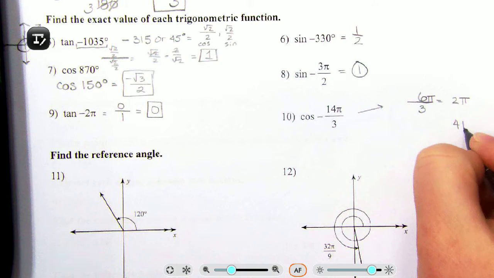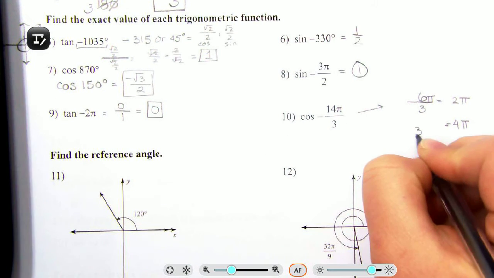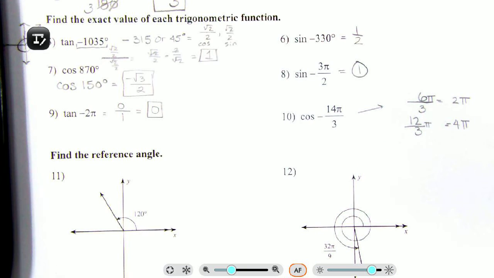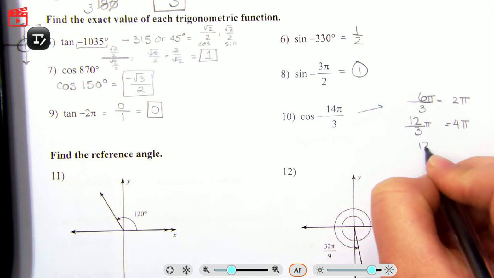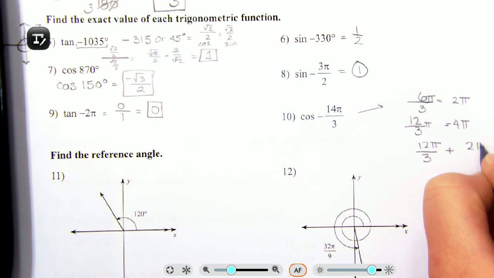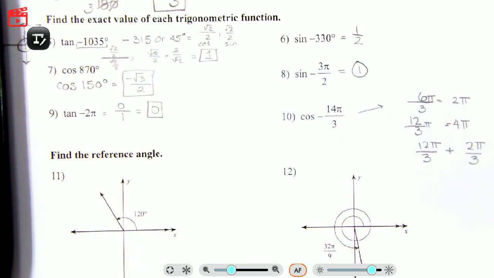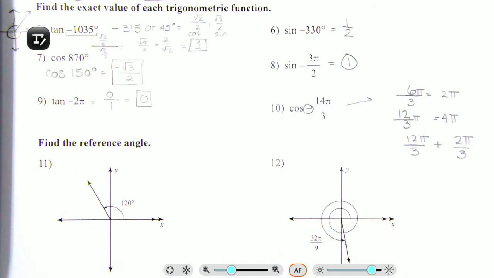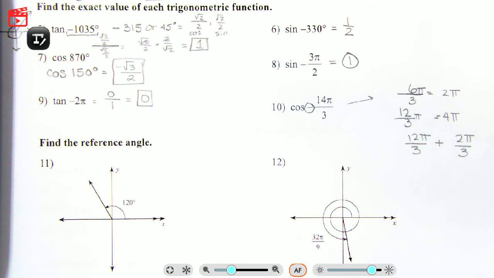If I travel 2 rotations, I need to get to 4. So that means I need to travel 12 pi, okay? So that means if I travel 12 pi thirds, I also have to travel 2 pi thirds in order to get to where I need to go. Now, I understand that there is a negative here. That's okay. Negative just tells us direction, not the distance.